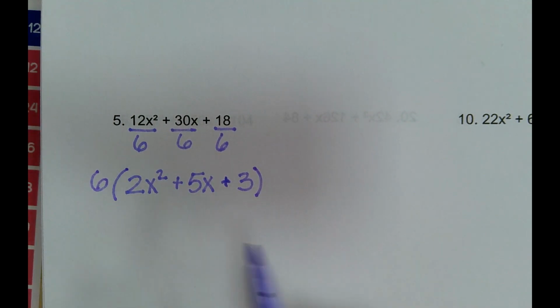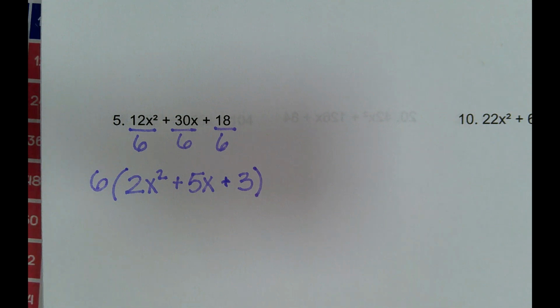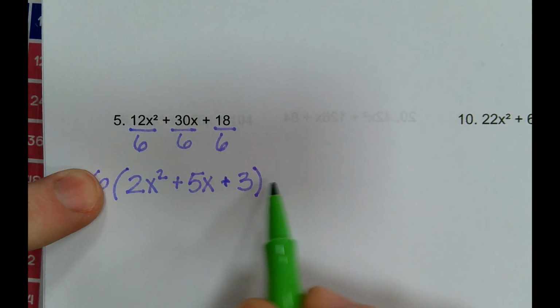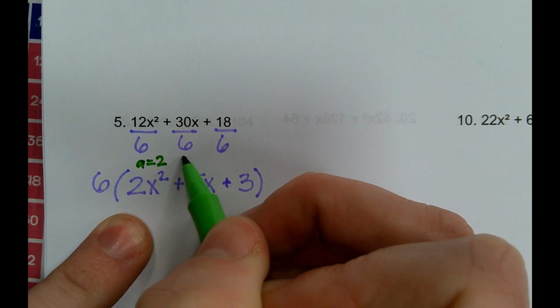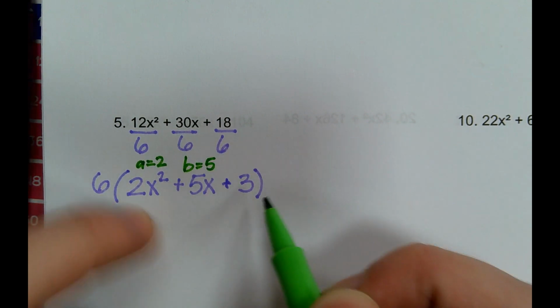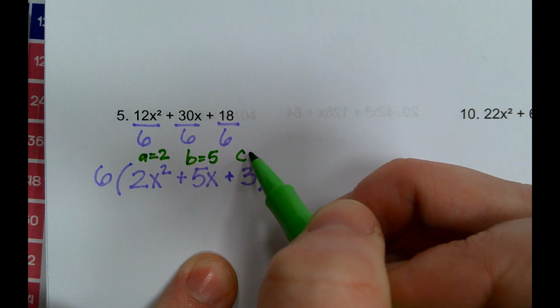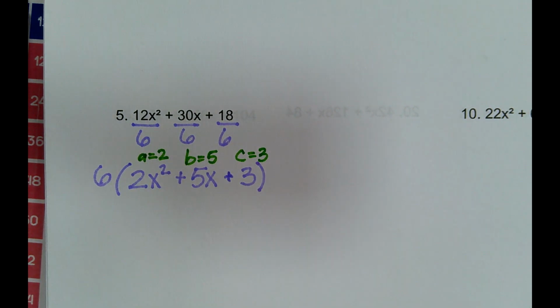So, what's our A? Of our new expression? 2. Good. So our A is now 2. Our B is what? 5. And our C is 3.